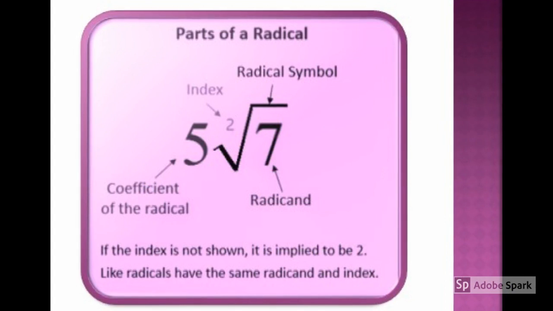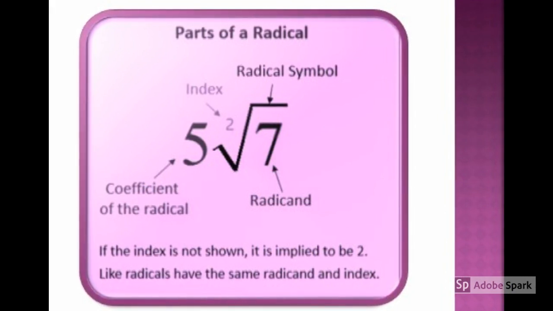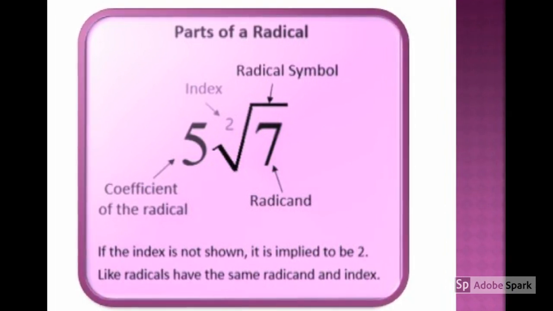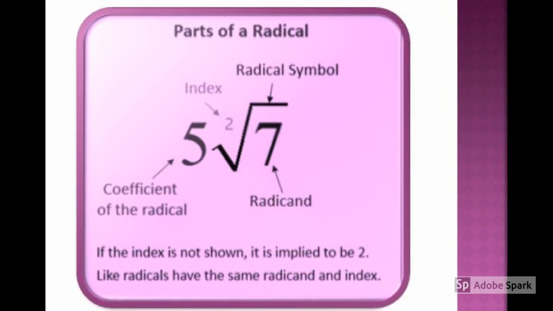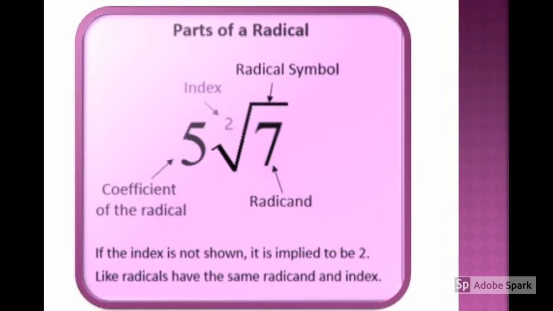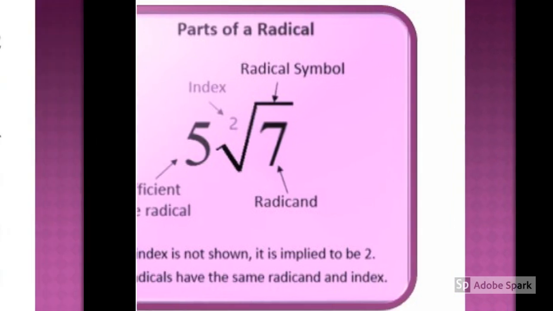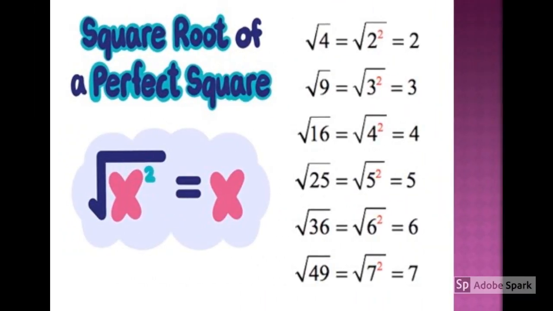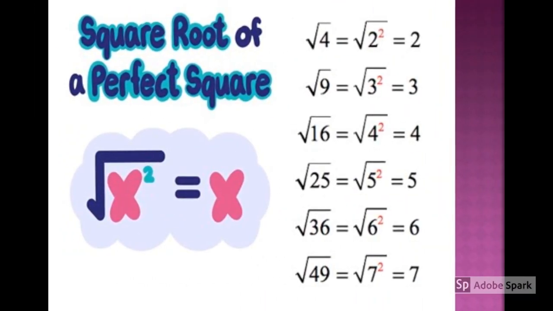The symbol used for expressing the square roots is called the radical sign or the radical symbol. The value under the radical sign is called radicand. This is how we can find the square root of a perfect square.